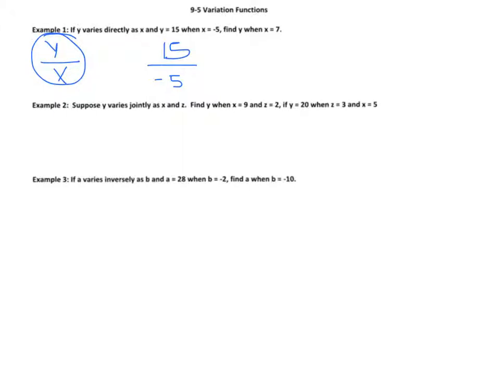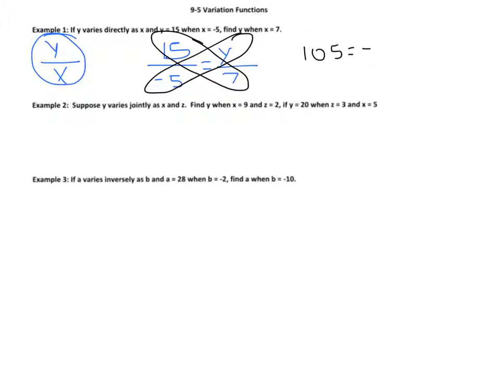And then it says to find y, so that means we're not really knowing what y is. We're going to leave y when x equals 7. So we're going to plug in 7. So now this should look really familiar to you. All we have to do is cross multiply and divide here. So I'm going to have 15 times 7 and negative 5 times y. So I'm going to end up with 105 equals negative 5y. And I can divide both sides by negative 5. And that's going to give me my final answer of y equals negative 21.